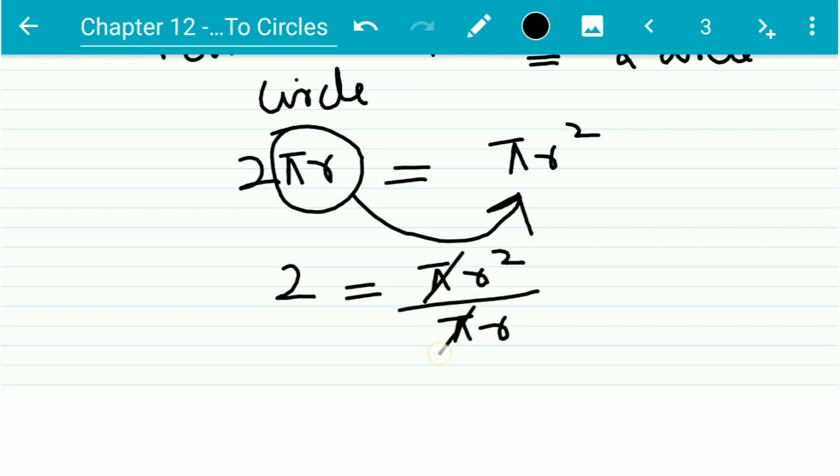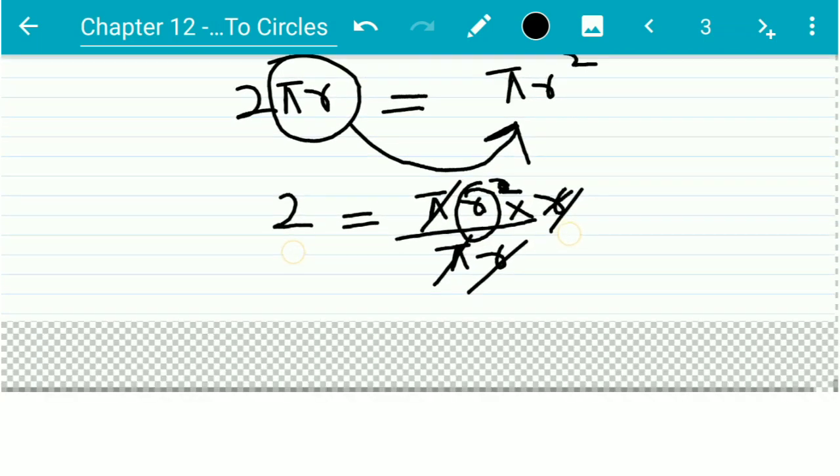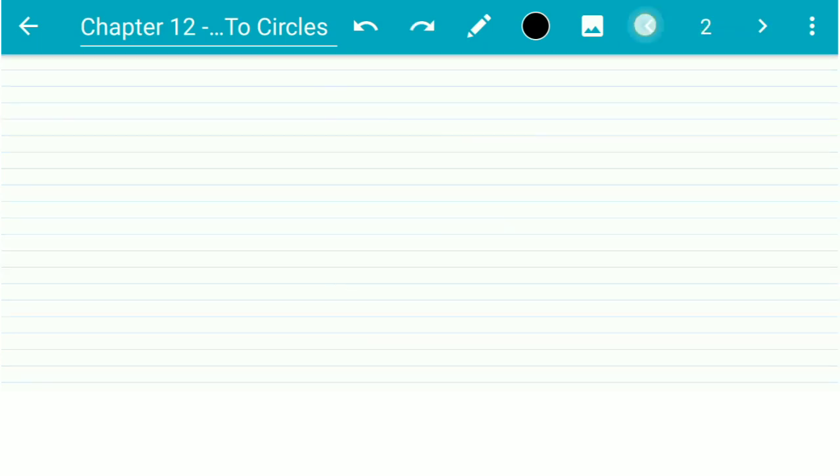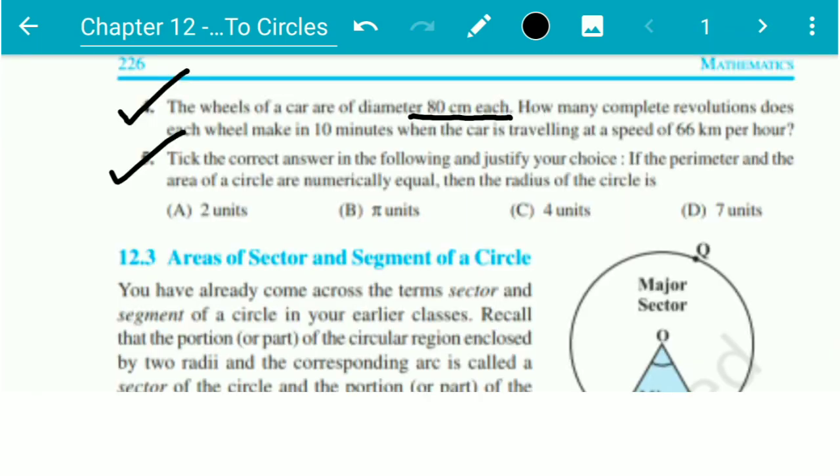See, pi we can cancel. R square and r. R square means what? R into r. One r you can cancel. What is remaining? Only one r. R is equal to 2. So you got r is equal to 2. What is the unit? The unit is not given, so you can write 2 units. See the question? See, option A is the answer, 2 units.